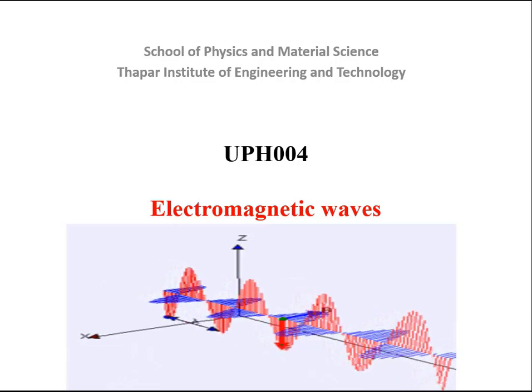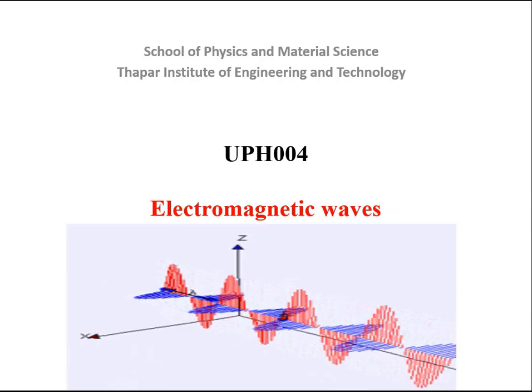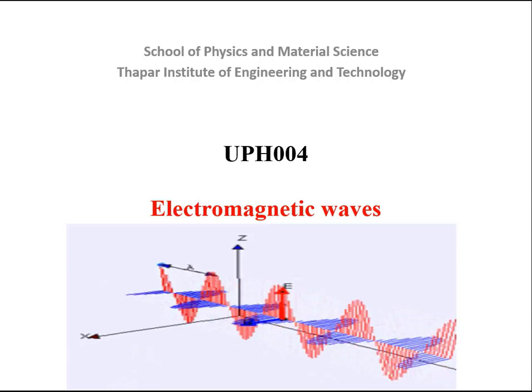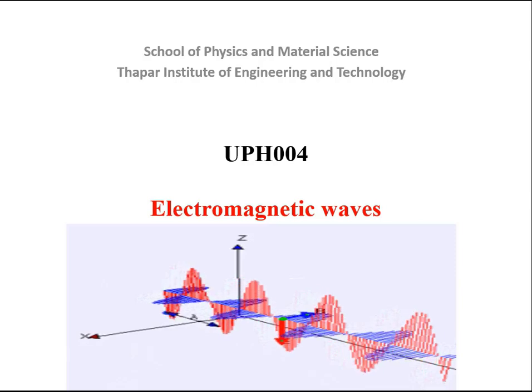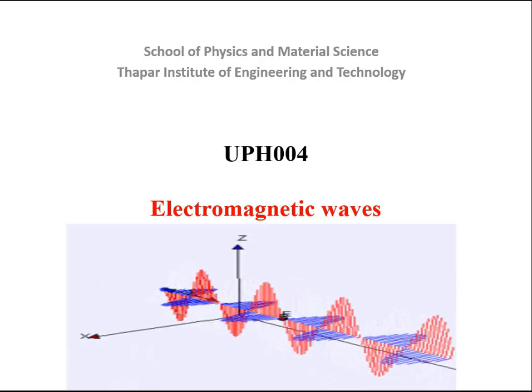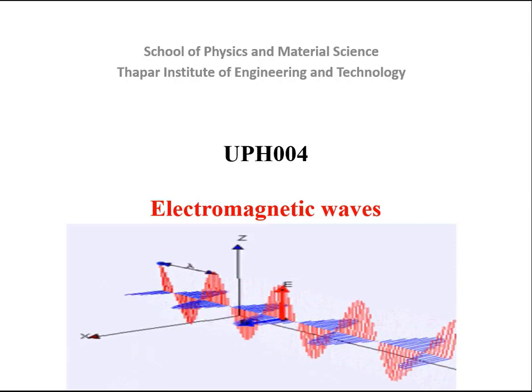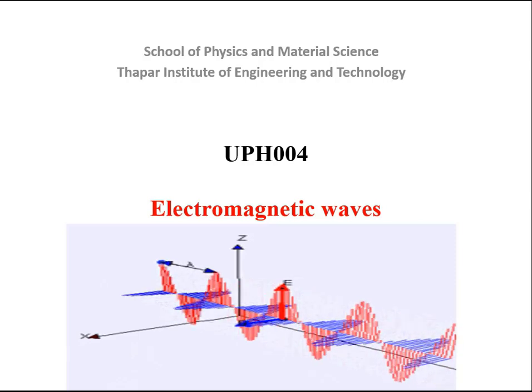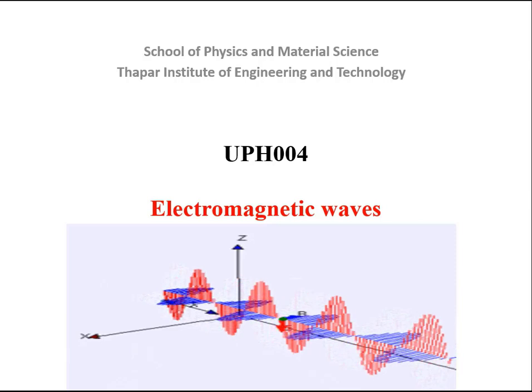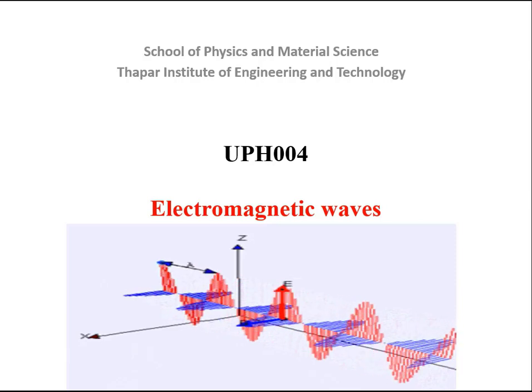Hello. In the last lecture, you learned how Maxwell equations can be solved in free space and in dielectric medium to show that light is an electromagnetic wave. Now we shall solve them in a conducting medium. Here I wish to mention that an electromagnetic wave in a conducting medium means an alternating current.